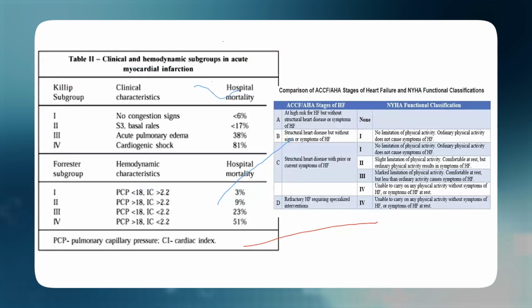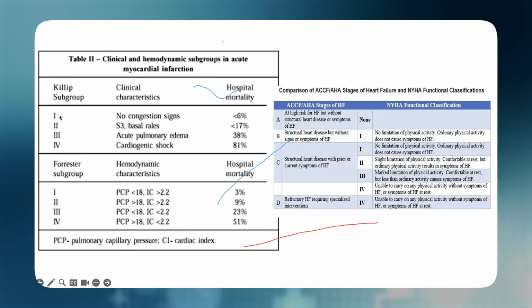Killip class, NYHA classification, I have put it here because you need to remember NYHA classification is more relevant in heart failure, but all cardiac symptoms are included in NYHA classification except for syncope. There are typical 7 cardiac symptoms: breathlessness, palpitation, chest pain, etc. So only syncope is not included in NYHA. The rest of all the symptoms can be described by NYHA.